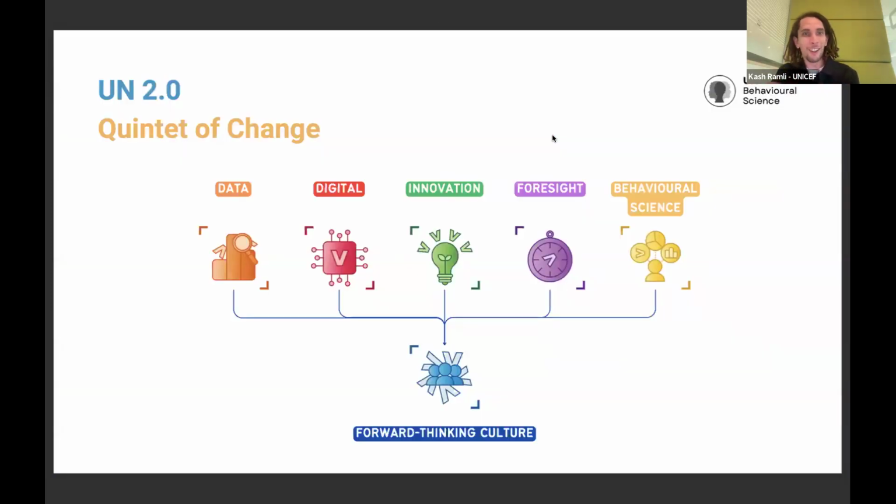So just to situate all of this, why behavioral science? Behavioral science is one of the 5 quintets of change as part of the UN 2.0 initiative, trying to push the UN into the future.